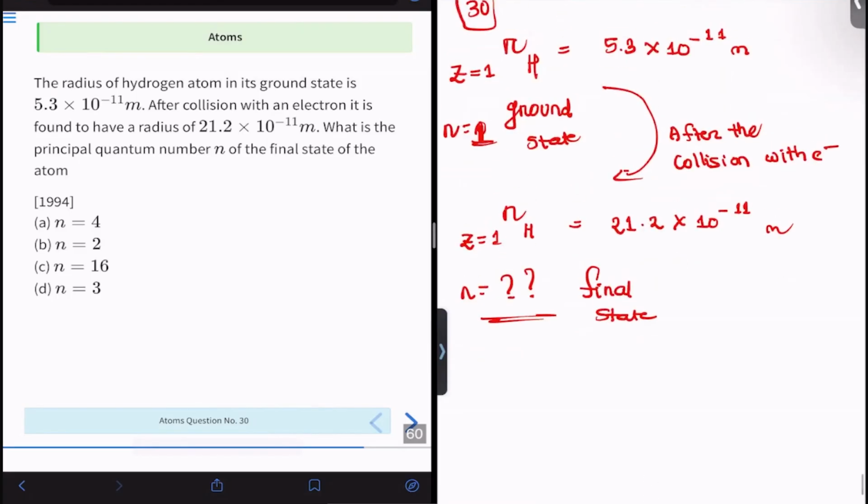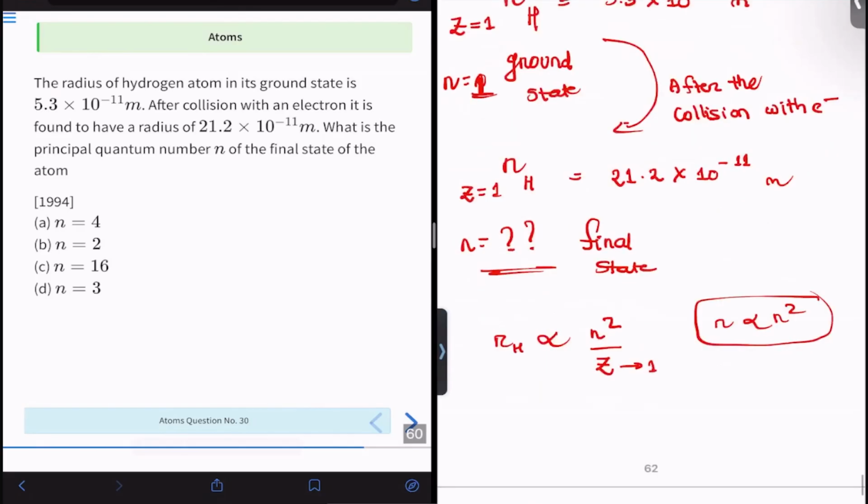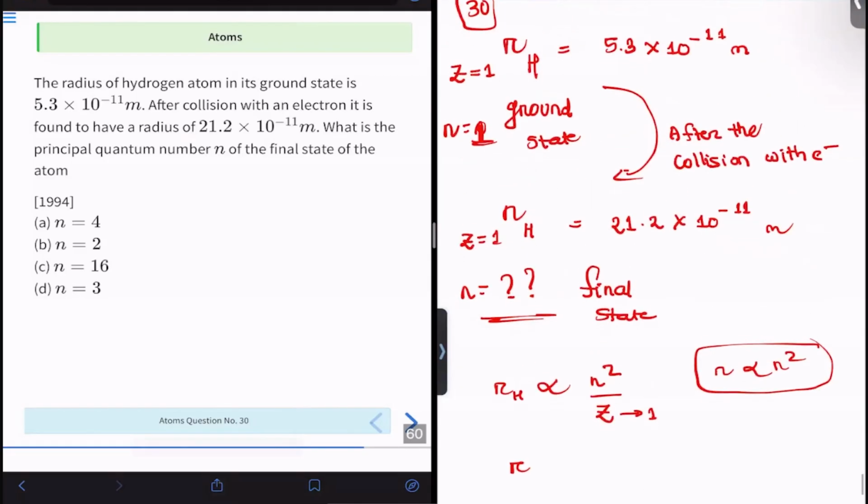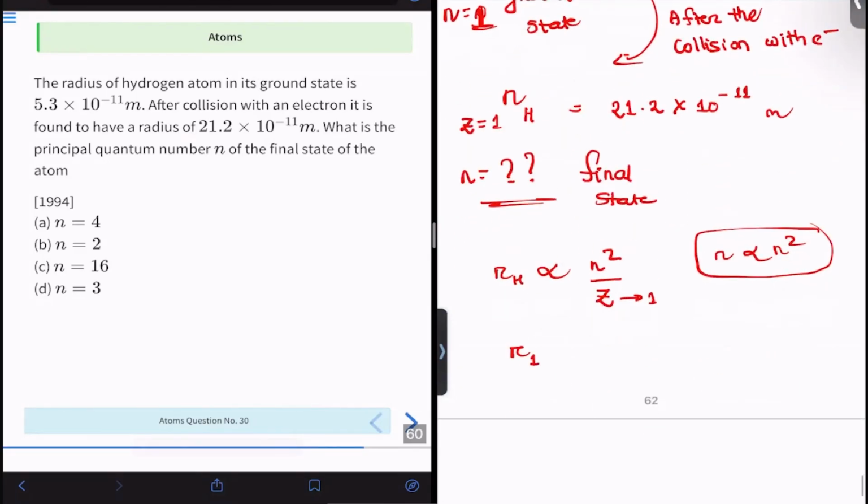So, as you guys know, radius is directly proportional to n square upon z. But since the z value is 1 here, you can also write radius is directly proportional to n square. Till this you understand? So now the value of radius in its ground state, r1, was equal to 5.3 into 10 to the power minus 11, and it is proportional to n square. N square means 1 square, because it was in ground state.